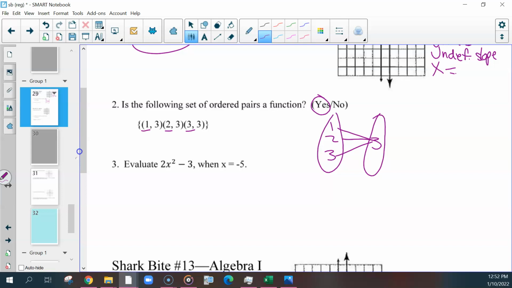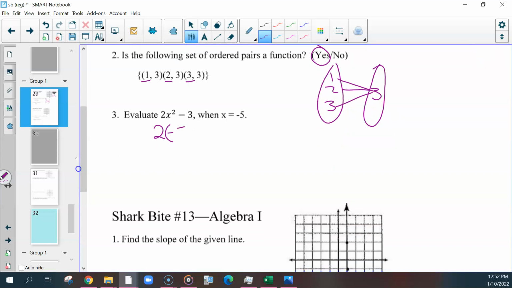For number 3, you need to evaluate this. So take x equals -5. You're going to put this in for all of your x values, which is just 1 in this case. This would give us 2 times 25. 2 times 25 would give us 50. And 50 minus 3 would give us 47.